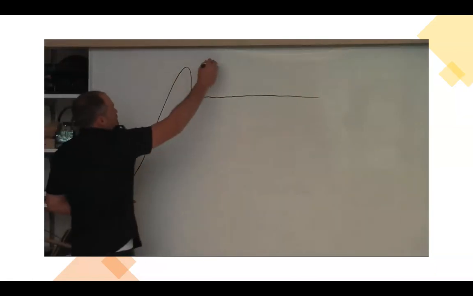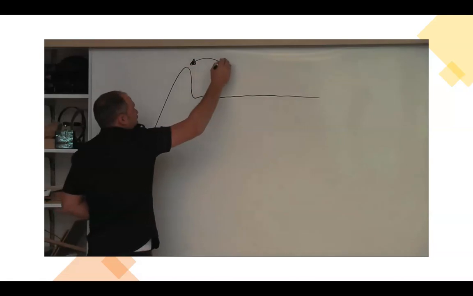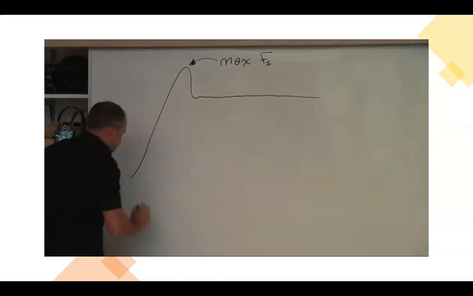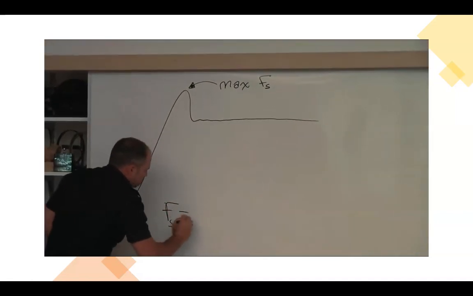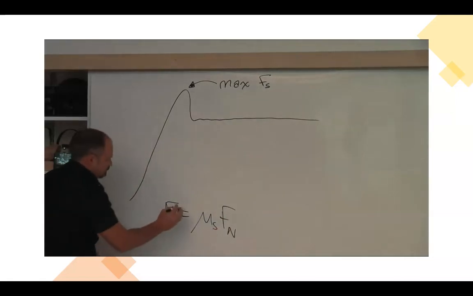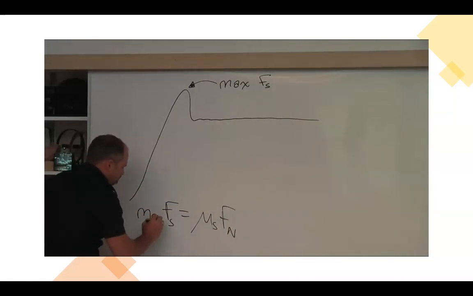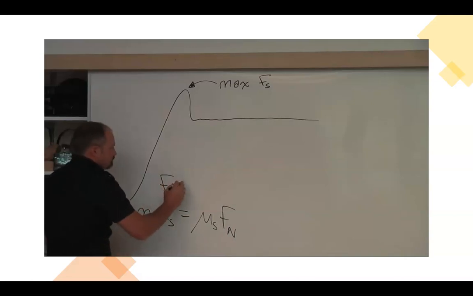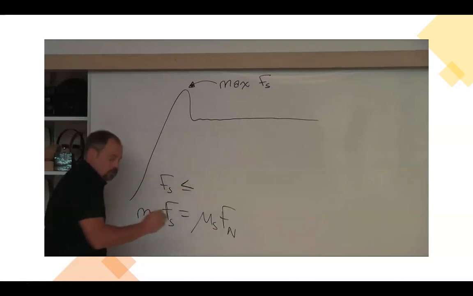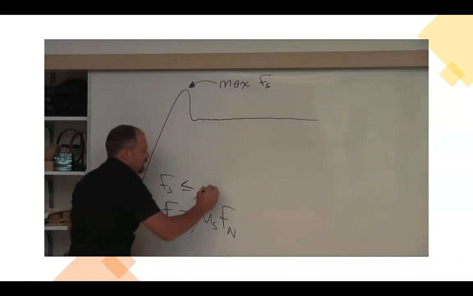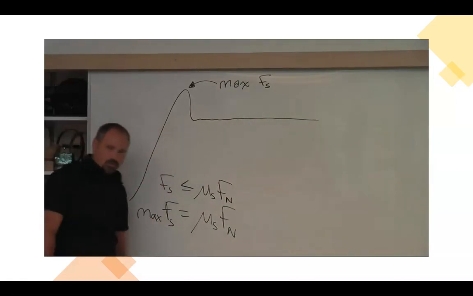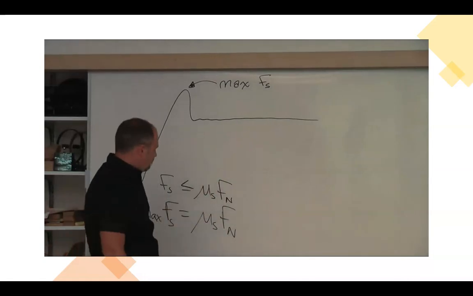So as we discussed on the computer, this is the maximum static friction force. And the force of static friction, well, it's equal to μs times the normal force. That is, the maximum is equal to μs. In general, the force of static friction is less than or equal to the coefficient of static friction times the normal force. And this coefficient of static friction can be 1.2, it can be 0.8, it can be 0.4.